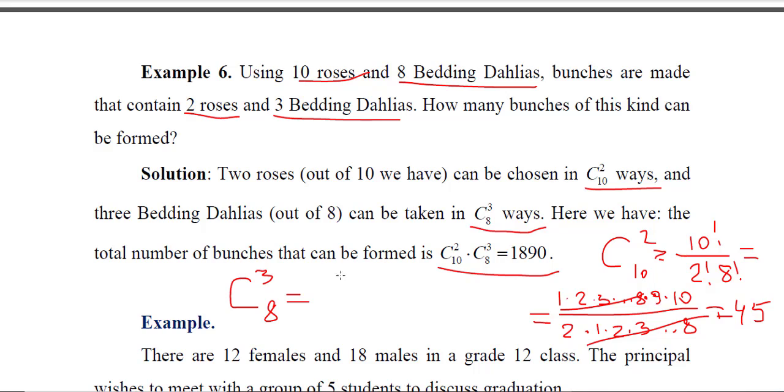Now similarly we can find combination 3 from 8. This is 8 factorial over 3 factorial times 5 factorial. Again, we can cancel this 5 factorial with 8 factorial, and we have just the others, 6, 7, and 8, over 3 factorial. 3 factorial is 6. We can cancel them, and we have 56. And when we multiply 56 by 45, we get this answer: 1890.